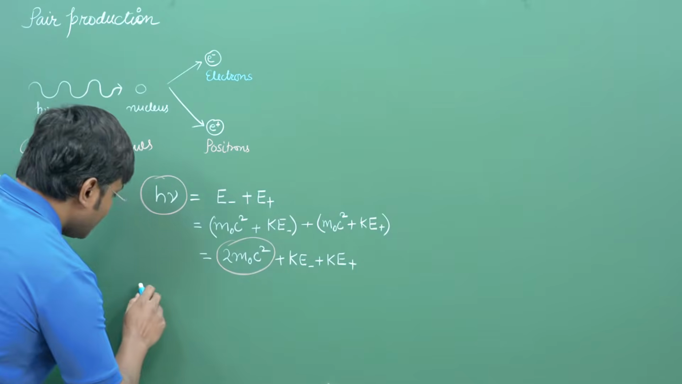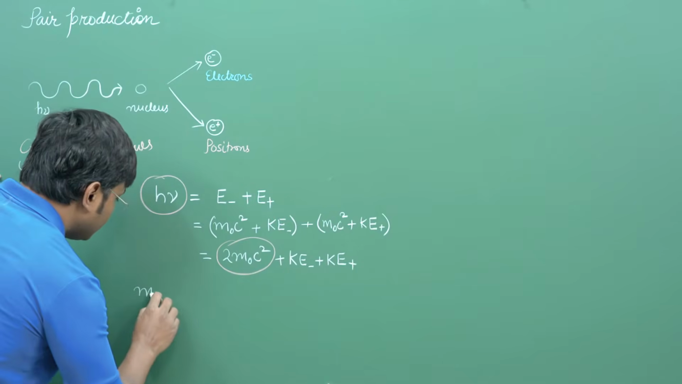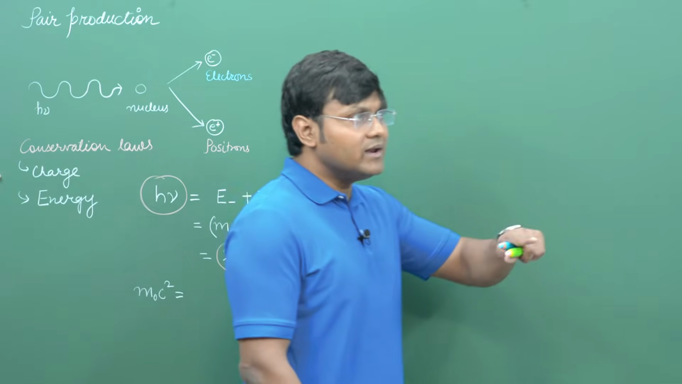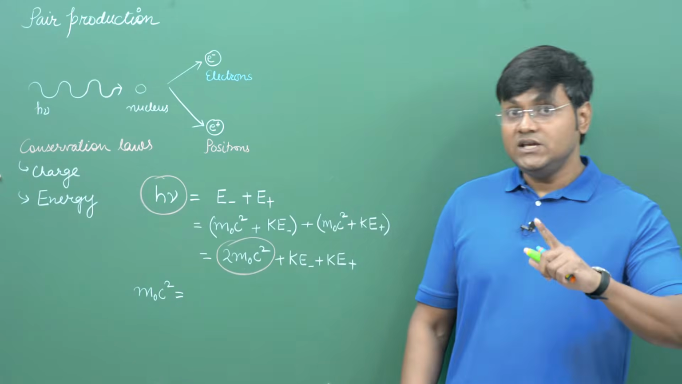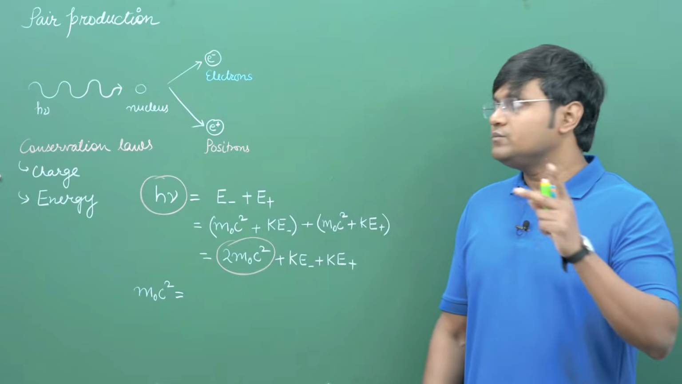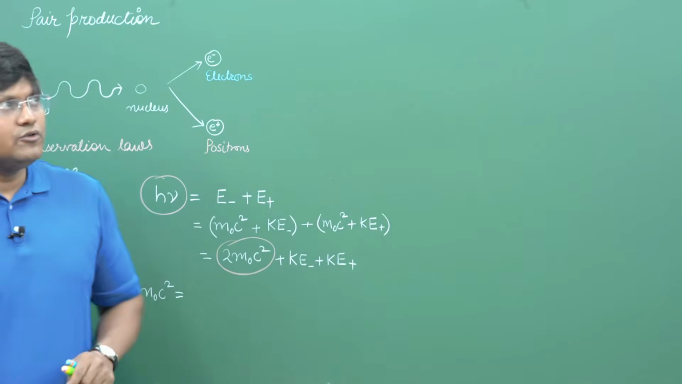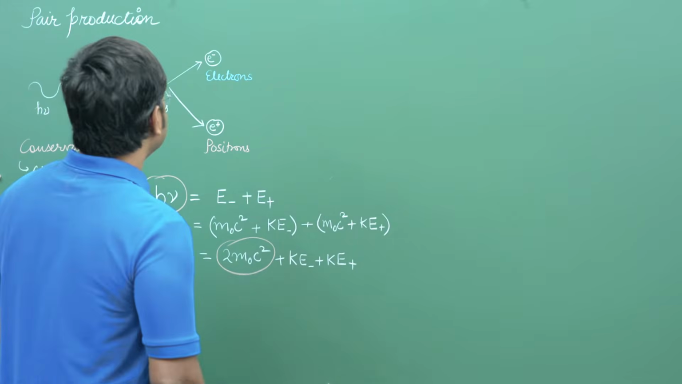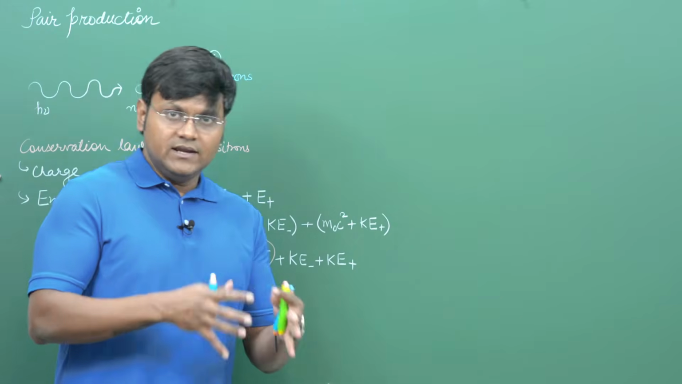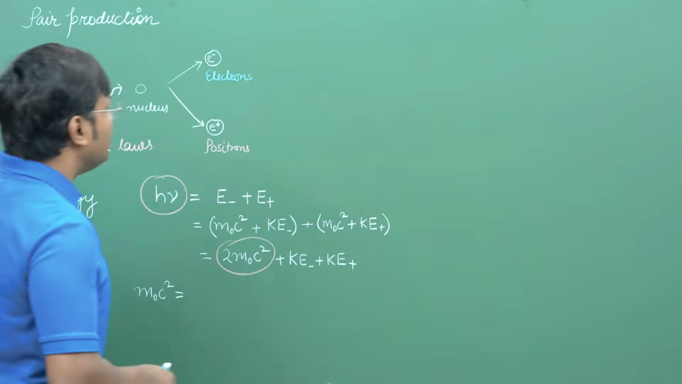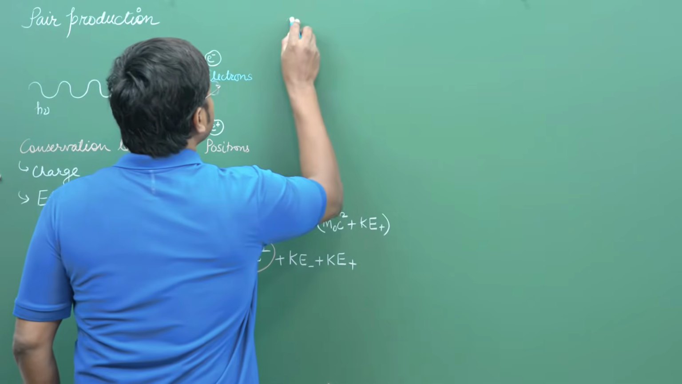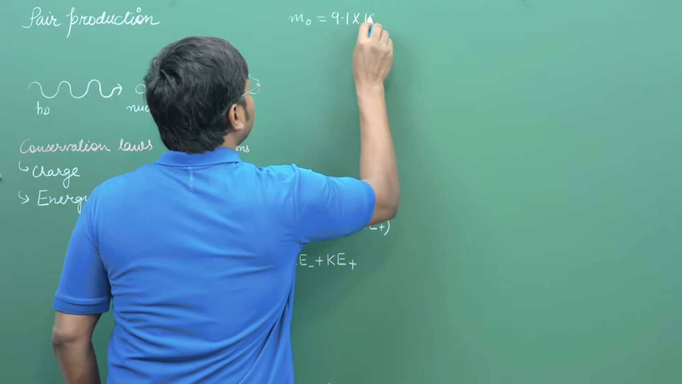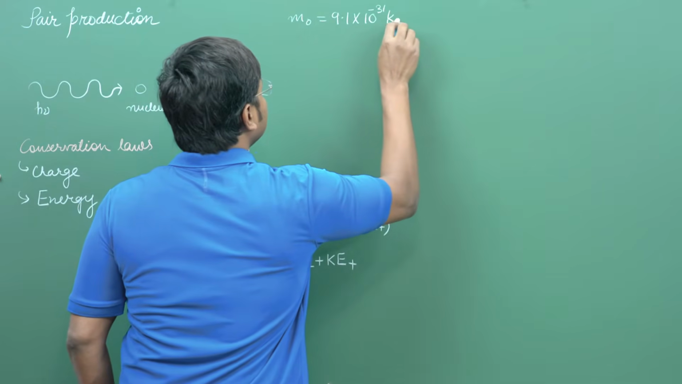If you look at the rest mass energy of an electron, m0 c square, the mass of an electron is 9.1 into 10 to the power minus 31 kg in SI units, but in terms of electron volt, the mass of an electron is 0.511 mega electron volt upon c square. There are different ways of writing down the mass of a subatomic particle. The mass of an electron is 9.1 into 10 to the power minus 31 kgs in SI units.